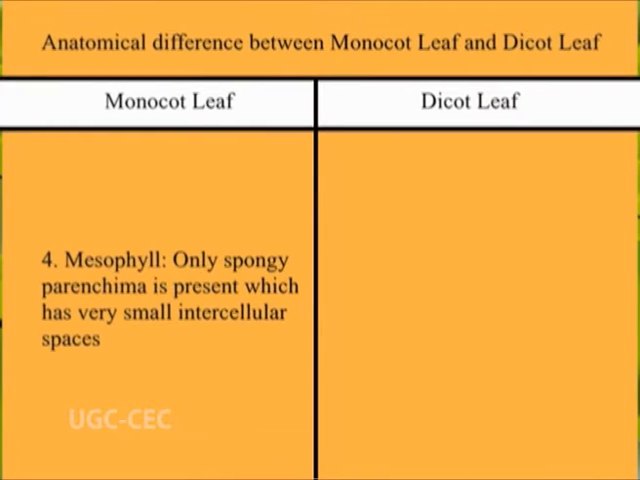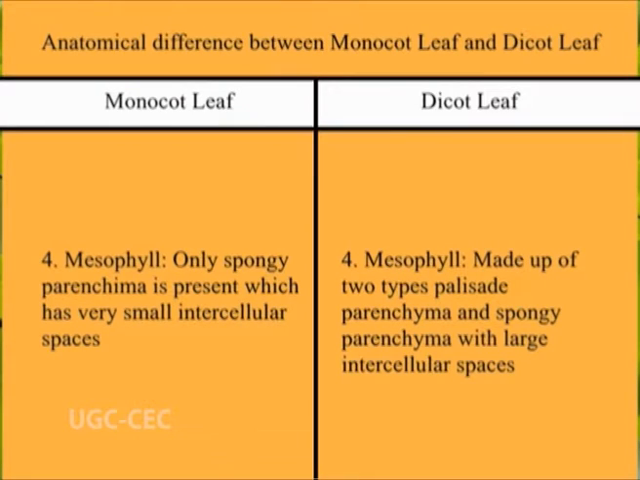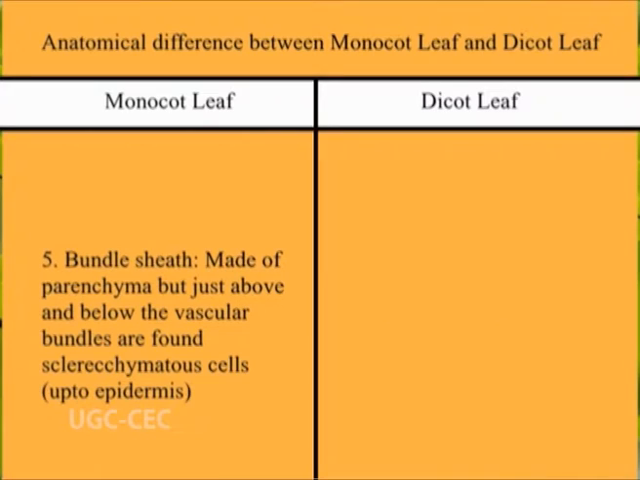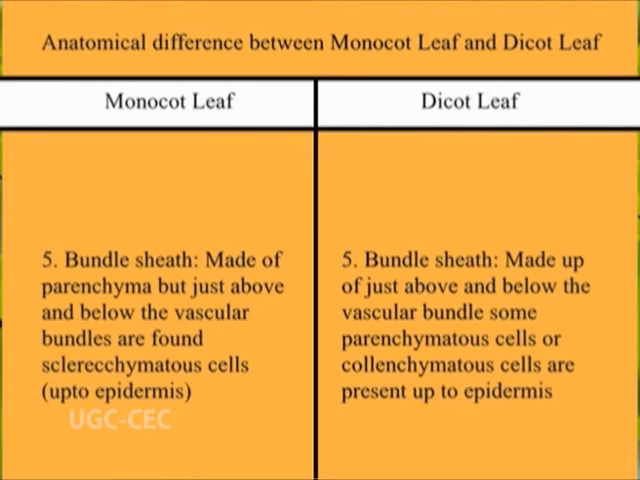Only spongy parenchyma is present in monocot leaf with very small intercellular spaces, whereas in dicot leaf, both types of tissues are present, that is palisade parenchyma and spongy parenchyma with large intercellular spaces. In monocot leaf, the bundle sheath is made up of parenchyma, but just above and below the vascular bundles, sclerenchymatous cells are found. Whereas in dicot leaf, the bundle sheath is made up of parenchyma, but just above and below the vascular bundle, parenchymatous cells or collenchymatous cells are present up to the epidermis.